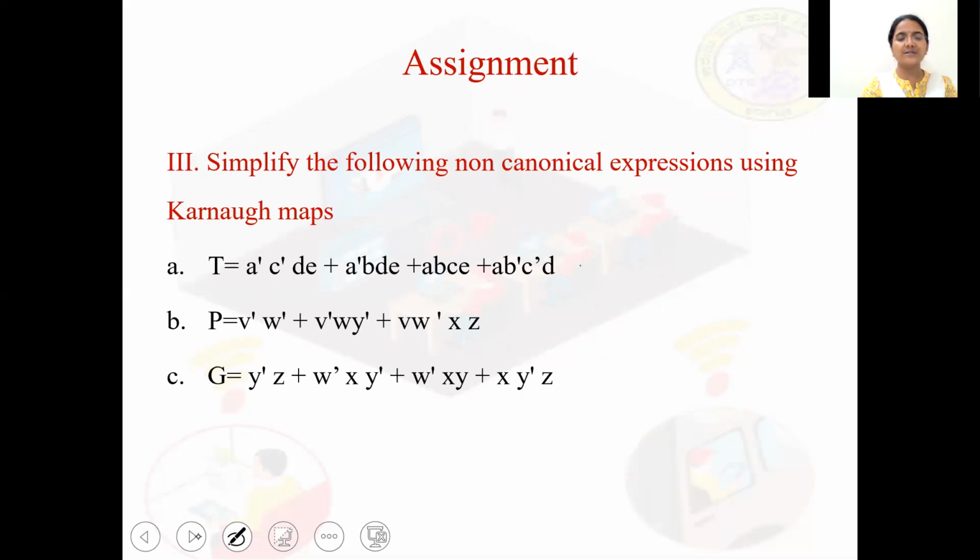You have to convert this non-canonical form into canonical, and after that you have to simplify using the K map. Since it is a 5 variable function, it is difficult for us to simplify using the algebraic method. So we are going for the Karnaugh map. Convert this non-canonical expression into canonical and write the decimal notation of that. And after that, write the K map and simplify.